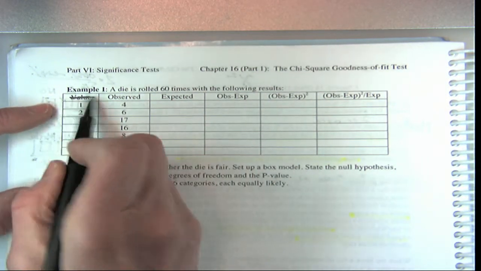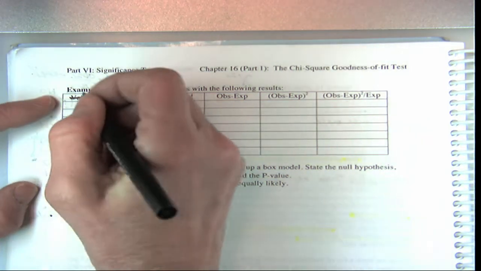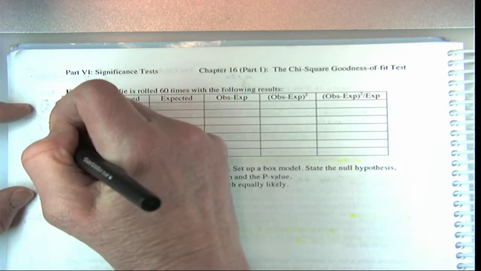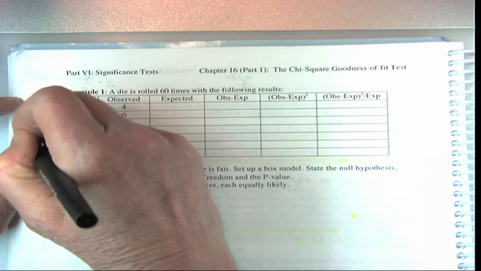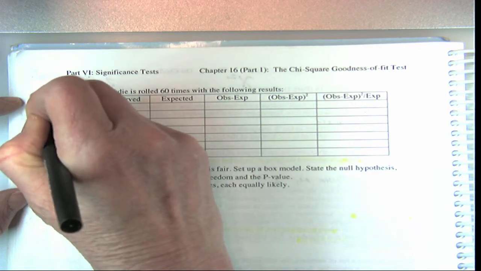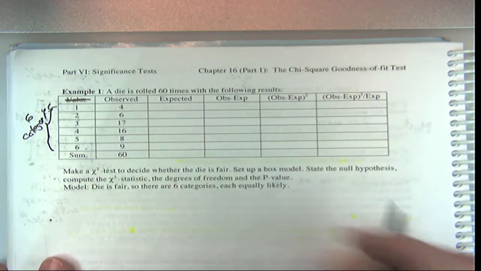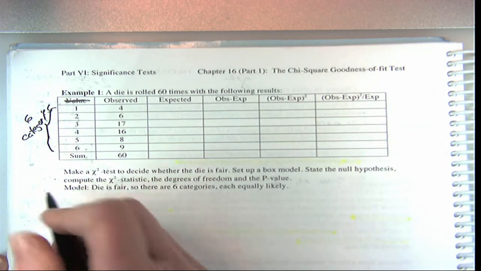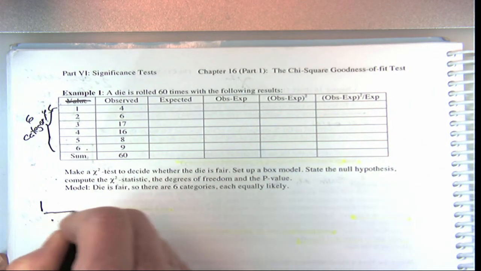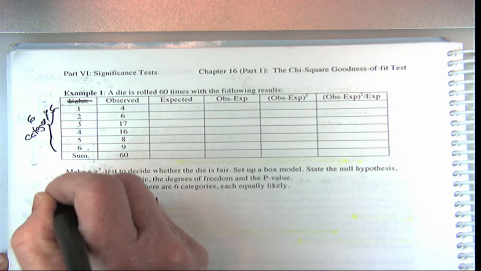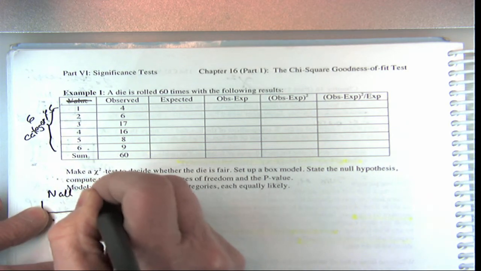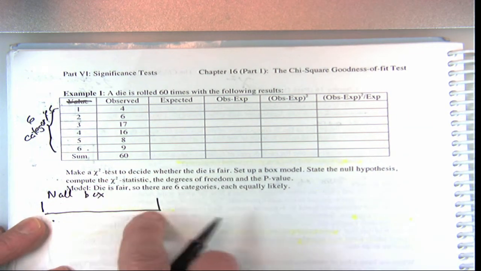So these aren't really values. That's a bad term for it. These are categories. So we have 6 categories, right? And this is what we observe. So basically our box looks like this. This is our null box. And we're trying to see whether the die is fair. So we have 6 categories.